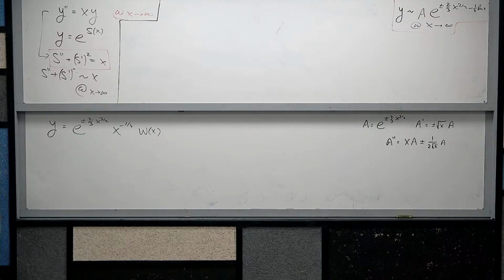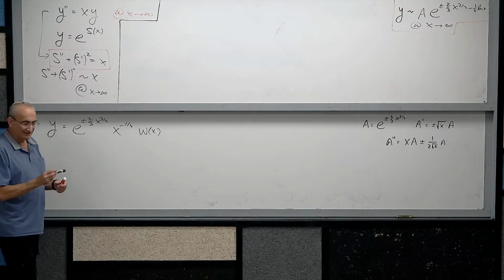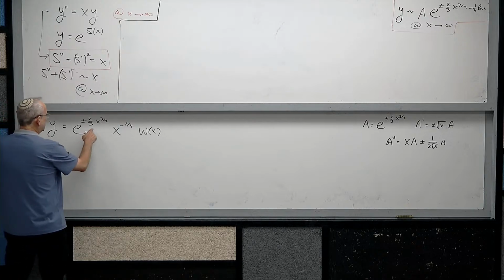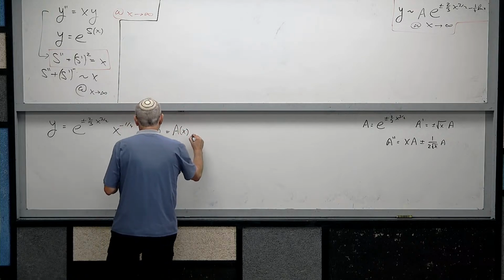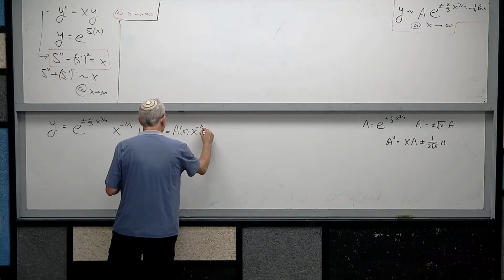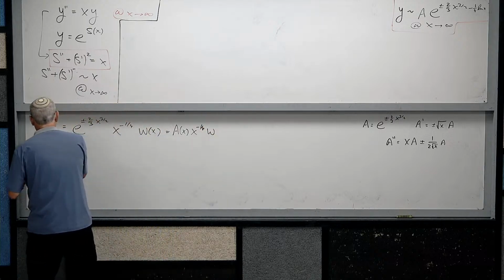And I have to make sure, of course, that everything is nice. Yes. We are happy. Not so much. But okay. And now I would like to write, instead of this, Y as A of x times x to the minus 1/4 times W. Now what is Y prime now?